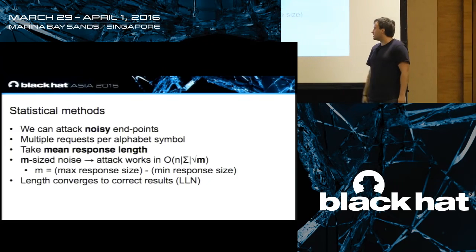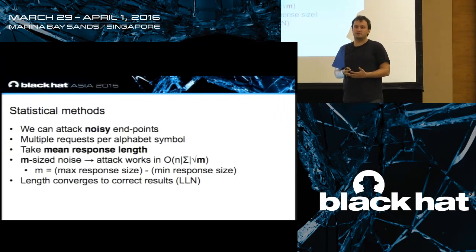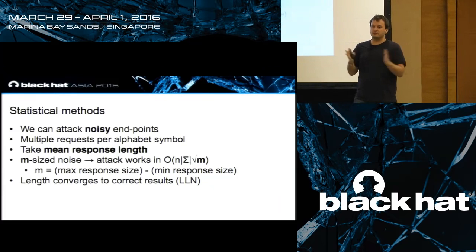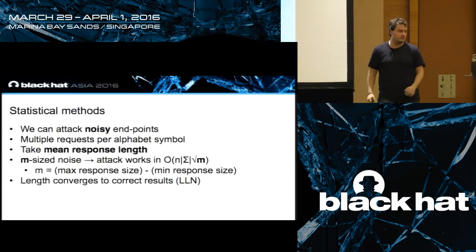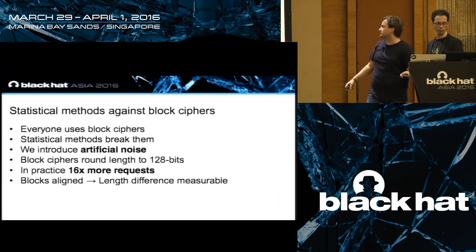And the reason this works is the law of large numbers. If you take more samples from the same distribution, you see that the variance becomes smaller and it converges to the mean. And the statistical mean converges to the distribution mean.